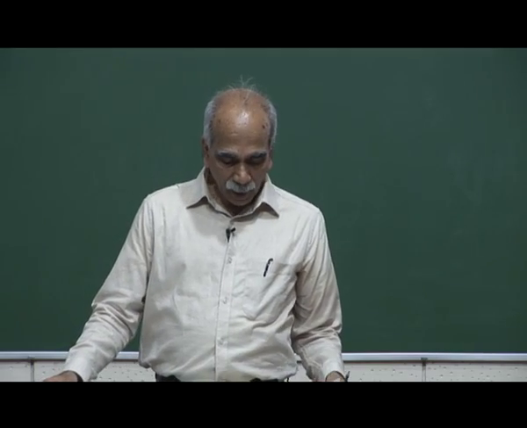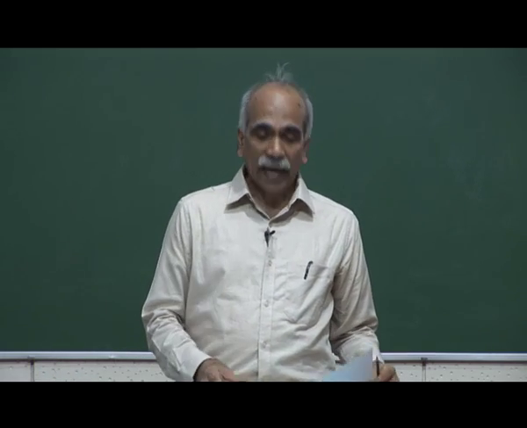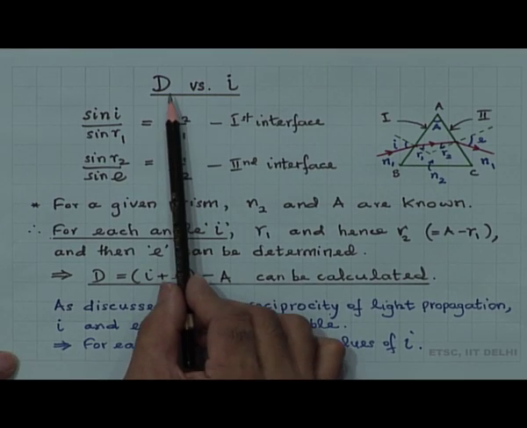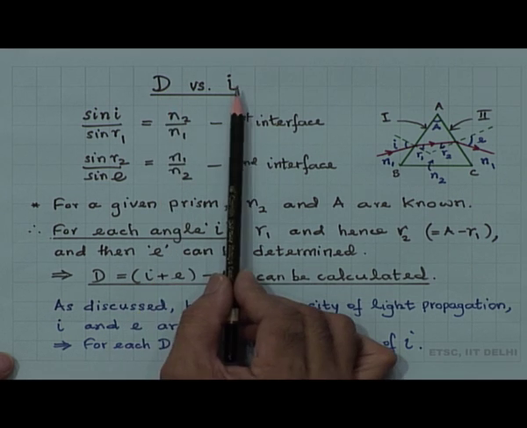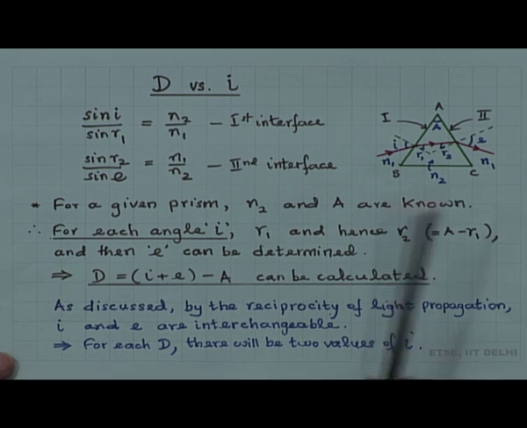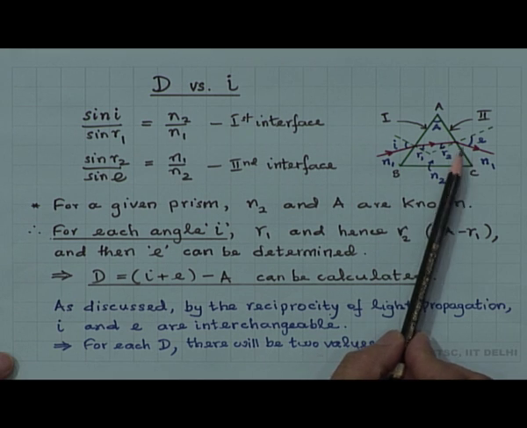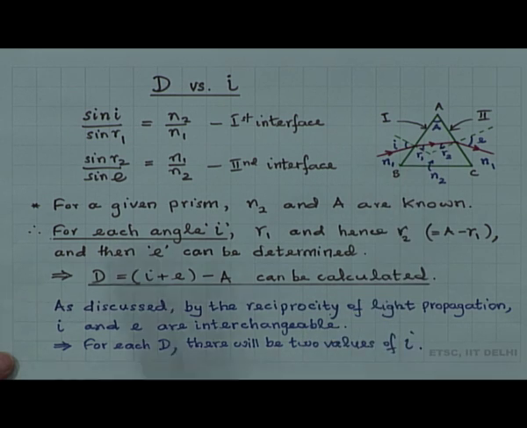Now, coming back to the problem and calculating the angle of deviation here. So, D versus I, we are now interested in determining the angle of deviation versus the angle of incidence. We have Snell's law at this interface and this interface. At the first interface, I have shown a small diagram now.